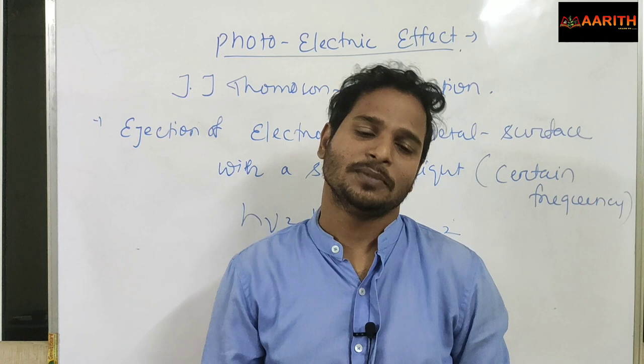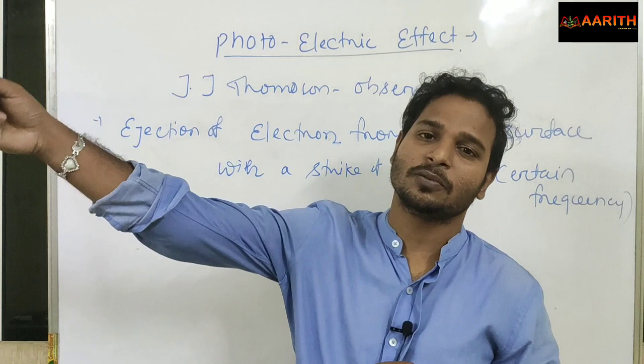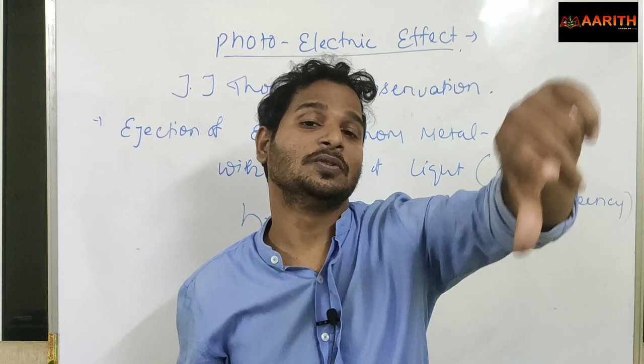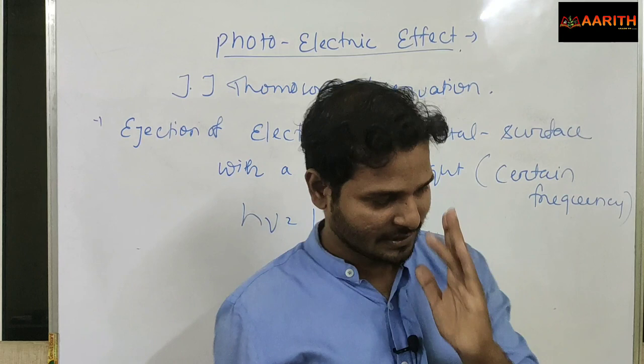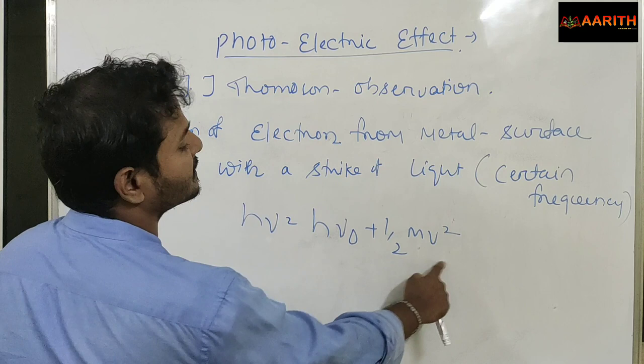Fine. The second thing is, when a certain frequency of light falls on the metal surface, there is ejection of electron. That electron definitely has some kinetic energy. So simply you observe the equation, that is h nu equal to h nu 0 plus half mv square.